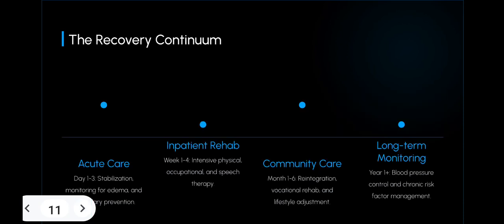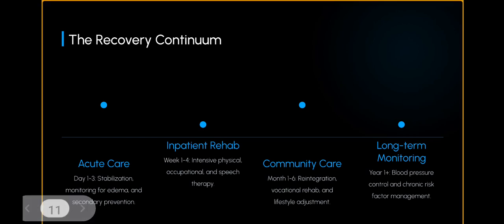The recovery continuum. Acute care, day 1 to 3: stabilization, monitoring for edema, and secondary prevention. Inpatient rehab, week 1 up to 4: intensive physical, occupational, and speech therapy. Community care, month 1 up to 6: reintegration, vocational rehab, and lifestyle adjustment. Long-term monitoring, year 1 plus: blood pressure control and chronic risk factor management.